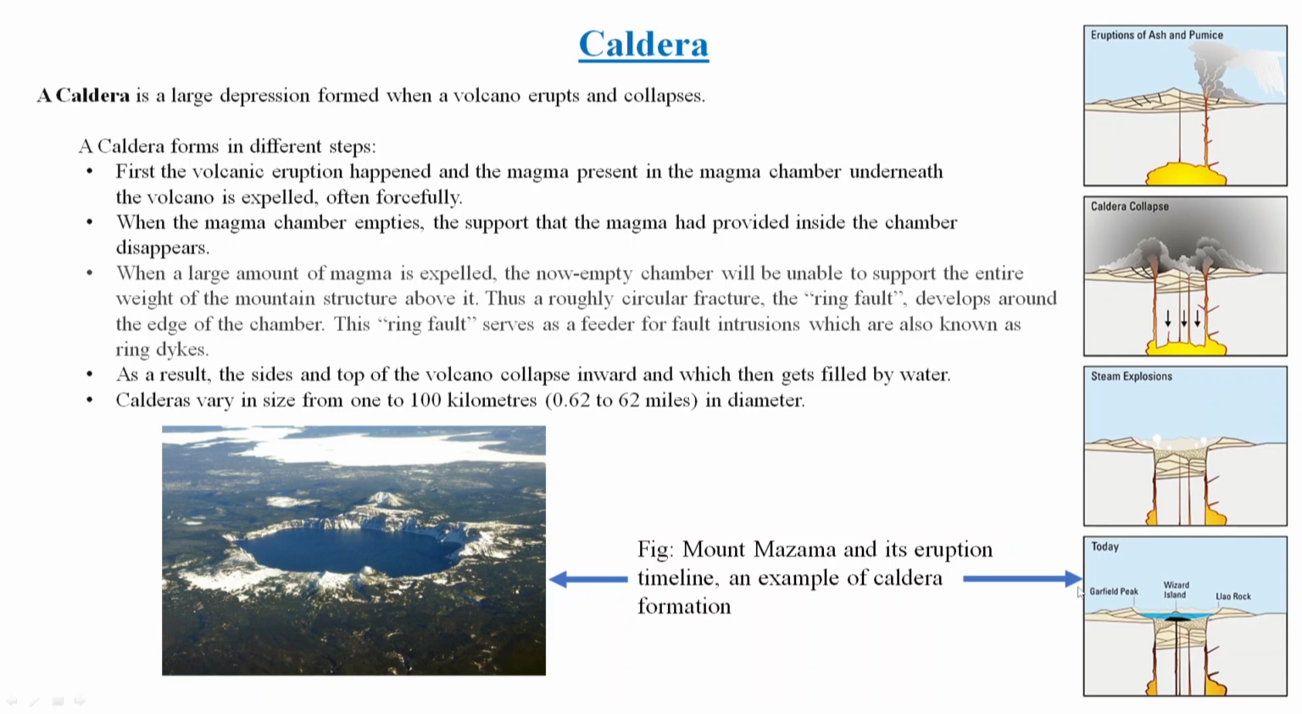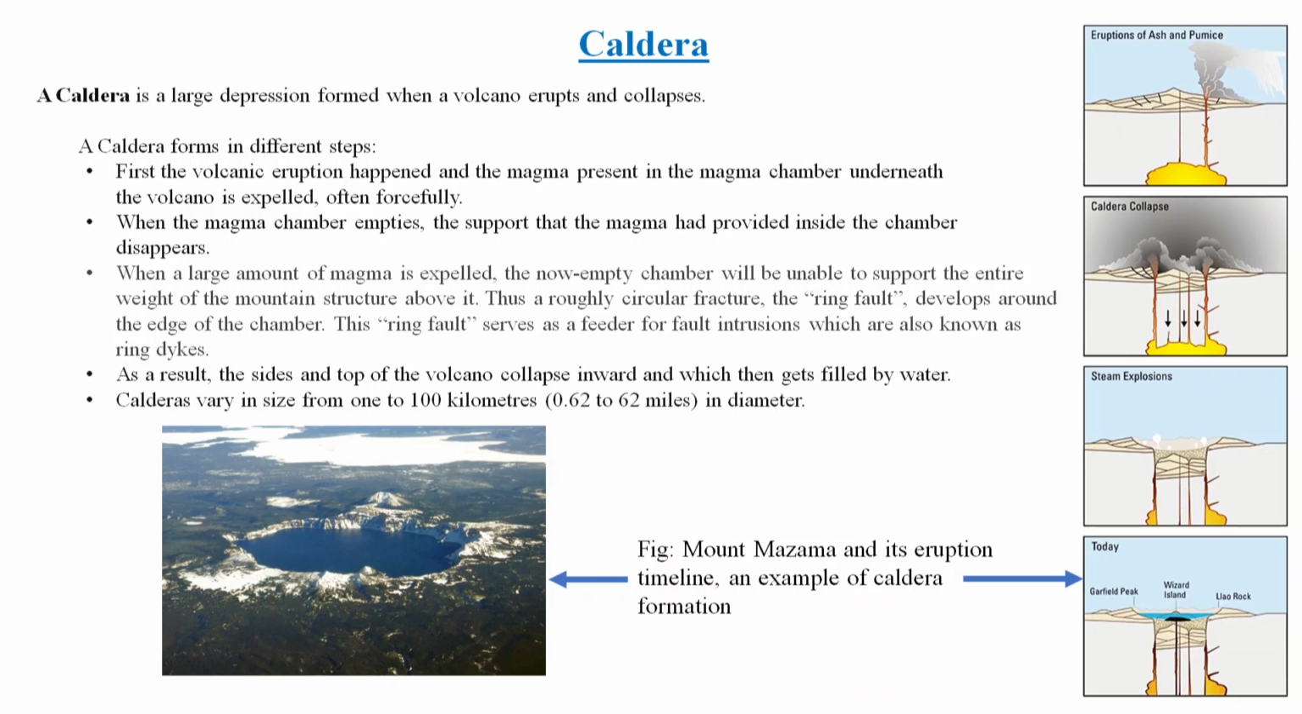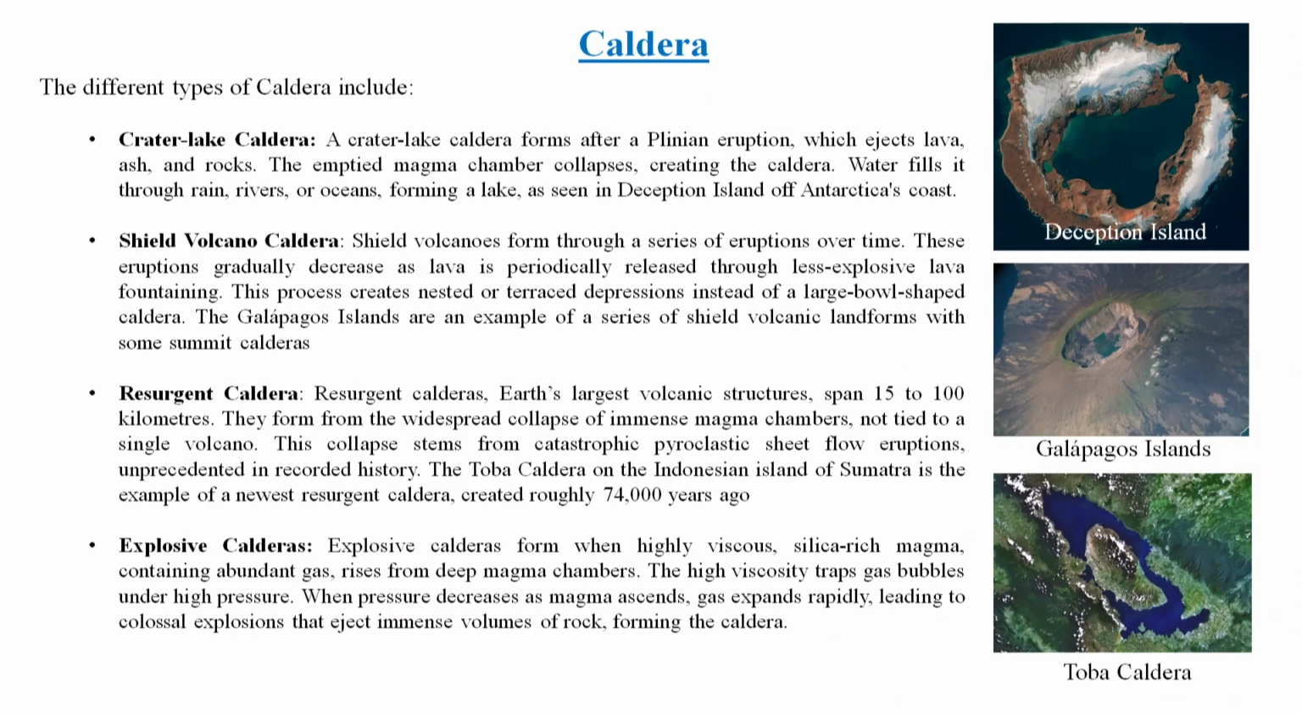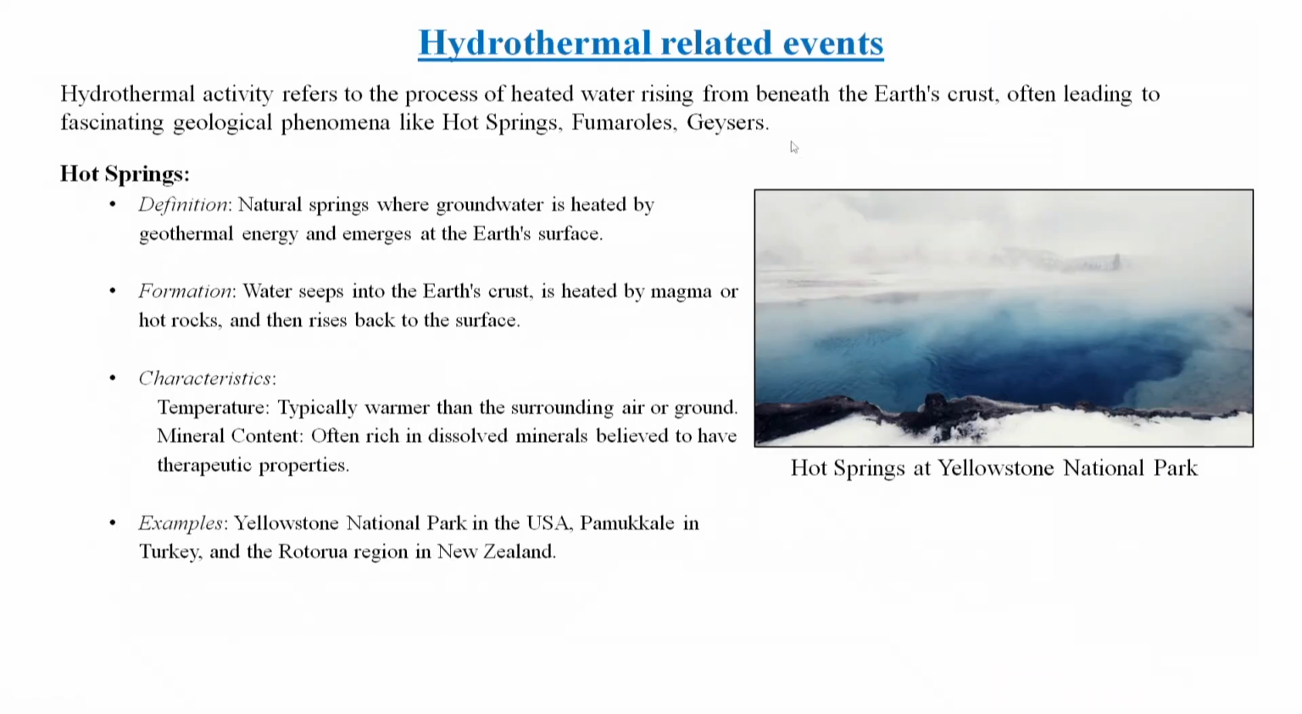So that's why caldera, you can say, is the fate of an extinct volcano. If the magma chamber has been depleted completely, there is no more supply to support the huge structure of the volcanic cone, then under the action of gravity it simply collapses to form these caldera lakes, or they are also referred to as crater lakes, but this is the fate of a caldera. So there are different types of caldera like crater lake caldera, sealed volcano caldera, resurgent caldera, and explosive calderas.